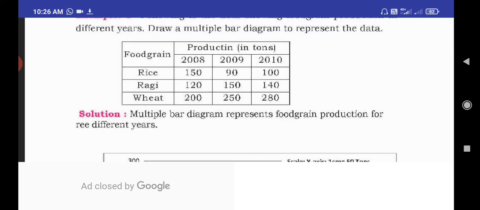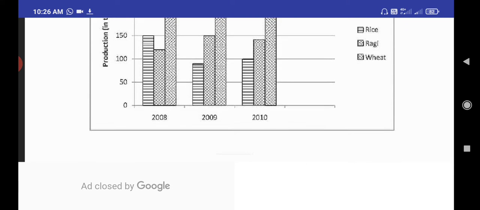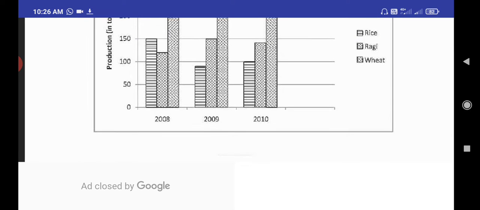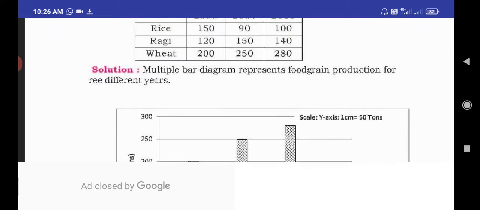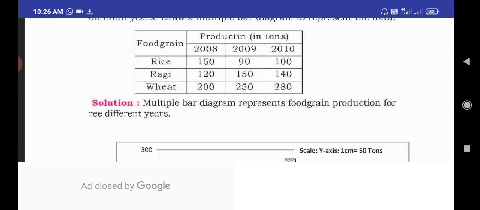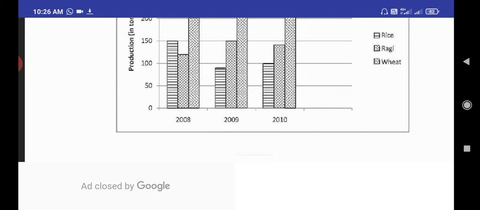2008, 2009, 2010 is interlinked data. Rice, ragi and wheat is interlinked data. All the food items. So first we should write the year information horizontally, on the X axis: 2008, 2009, 2010. After that we have to give importance to all the food grains, rice, ragi and wheat. So here we are drawing the compound bar diagram.